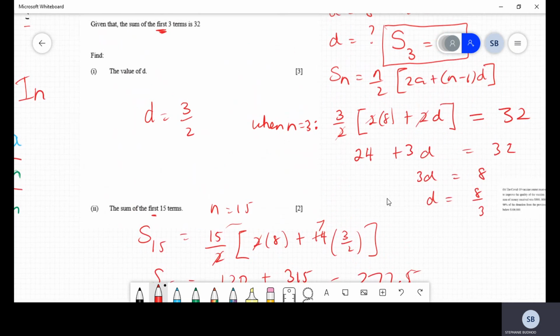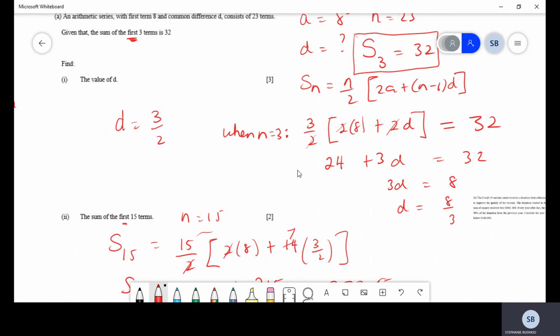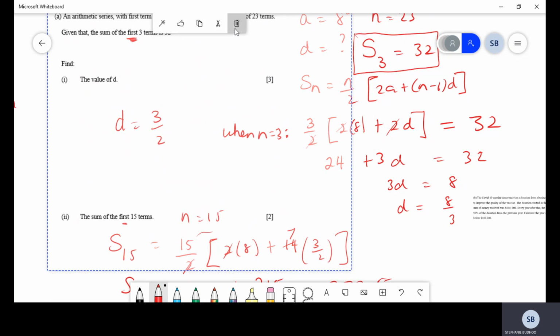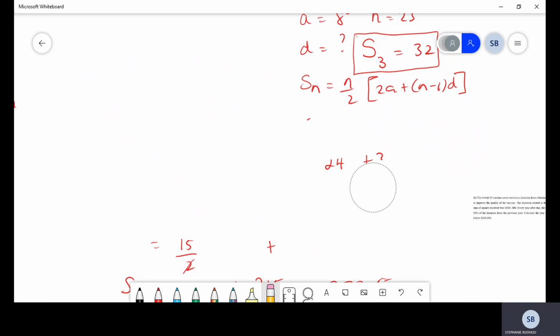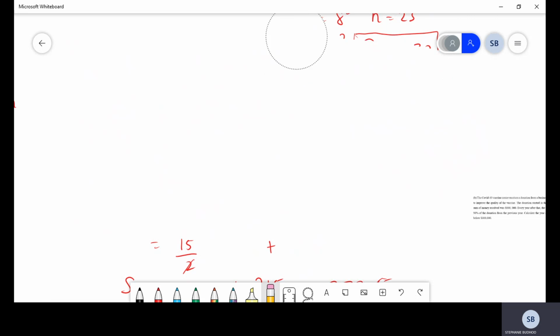All right, guys. So let's have one more look at an AP question. All right, let me just use my eraser here. The reason I'm not clearing my board is that I have some questions I want to remain, so I'm not clearing my board.